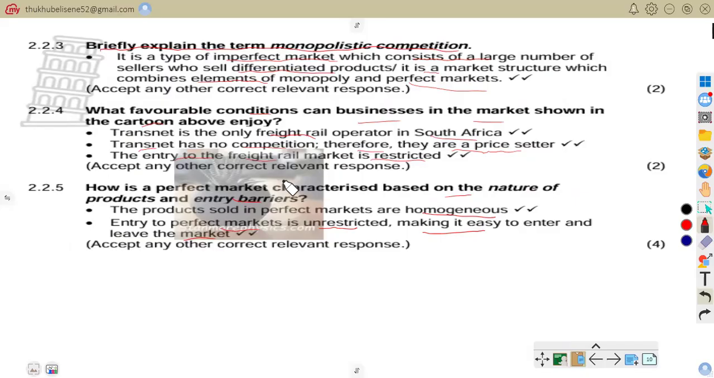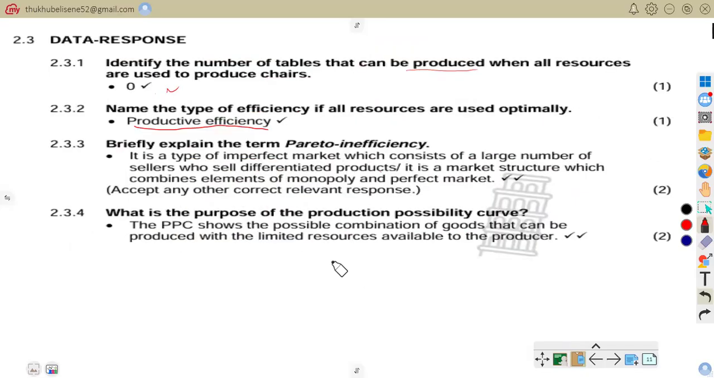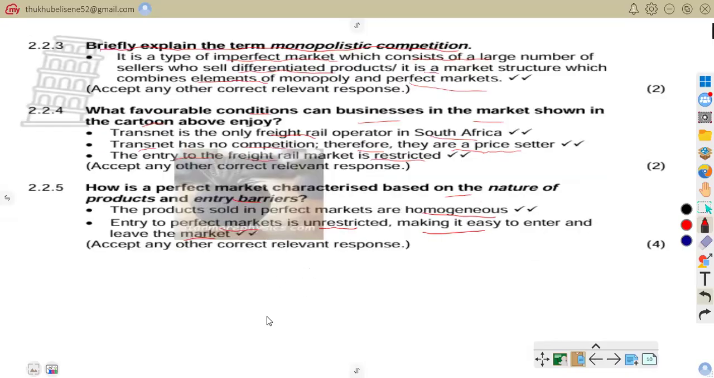As it says, it is a type of imperfect market which consists of a large number of sellers who sell differentiated products. It is a market structure which combines elements of monopoly and a perfect market. That is what the answer says. Now let us go to 2.3.4.